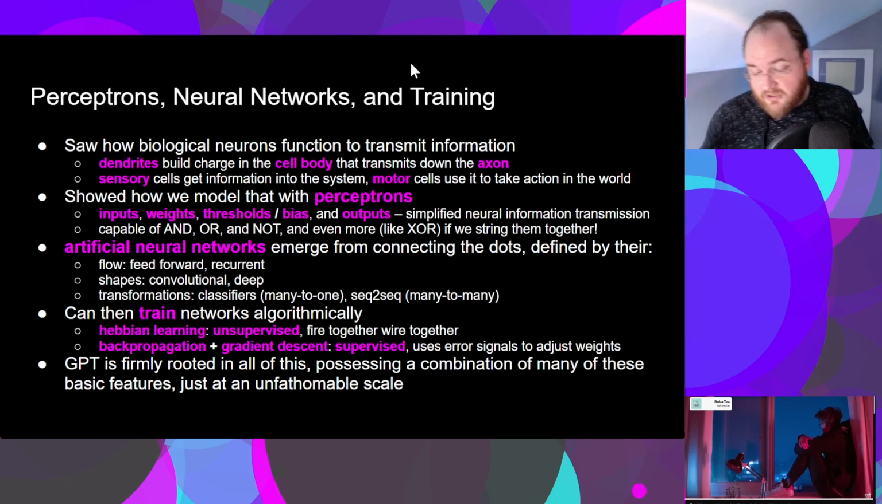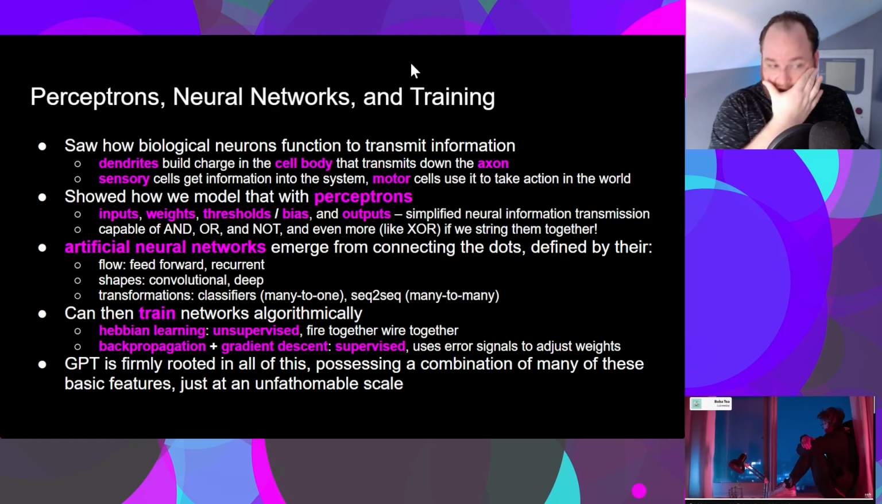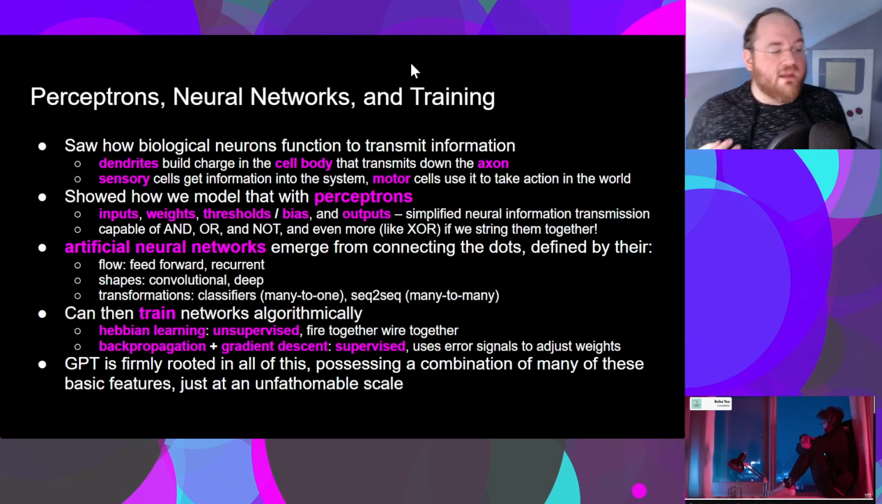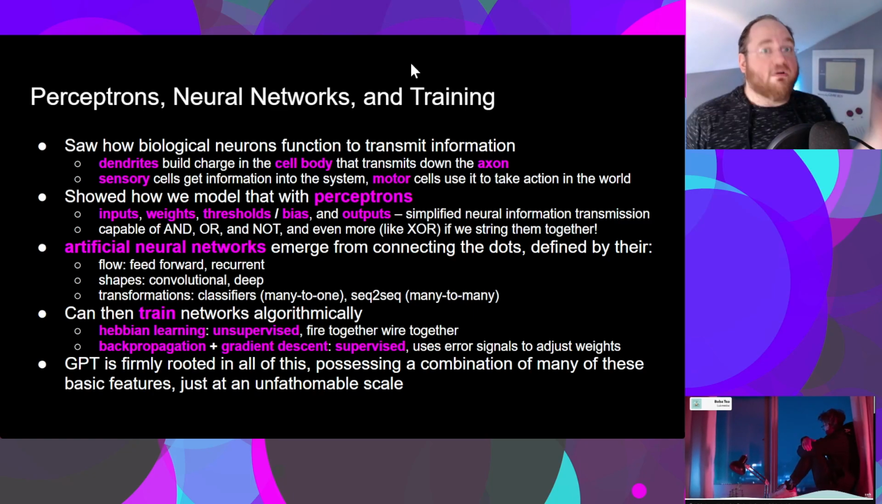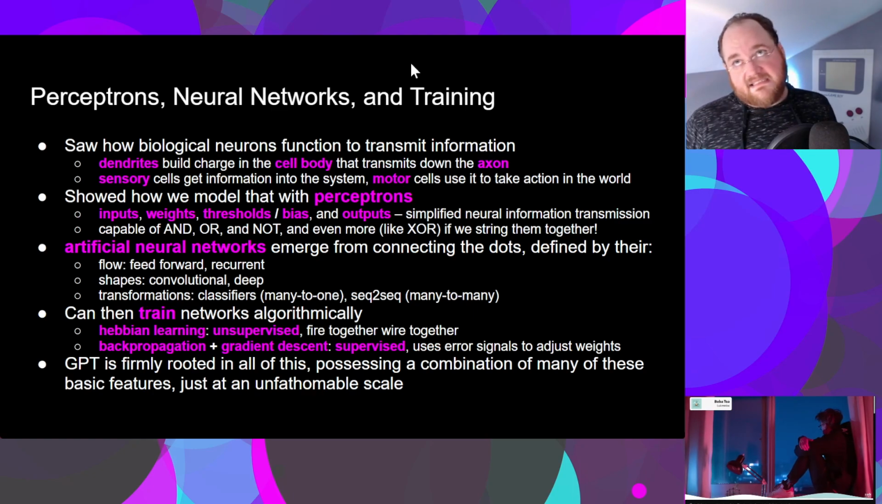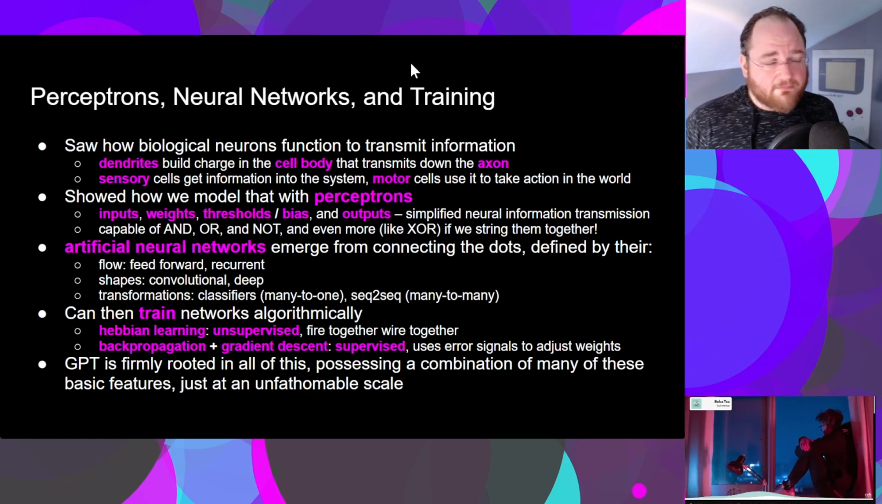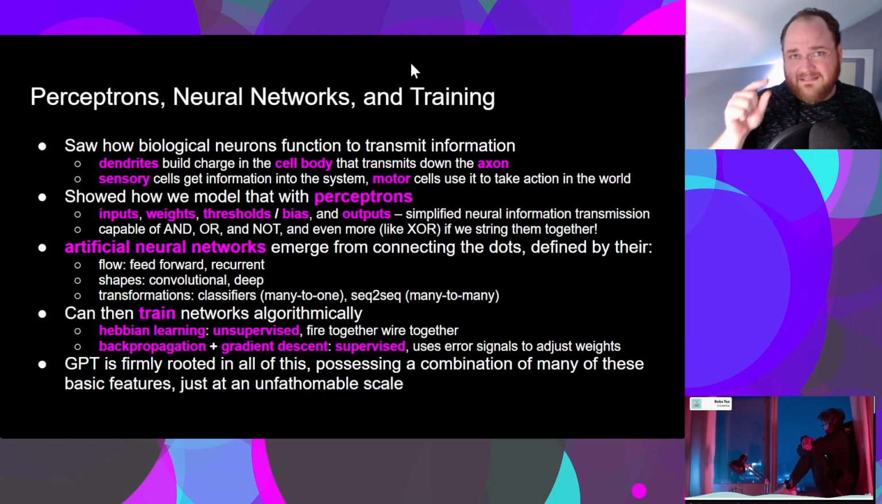I hope this is the strongest explainer so far for the underpinnings of how these things are structured. Because it's a combination of many of these basic features just at an incredible scale. Again, I think GPT-4 has something like 1 trillion parameters. It's a lot. It's a lot of nodes. It's a lot of knobs to be twisting.